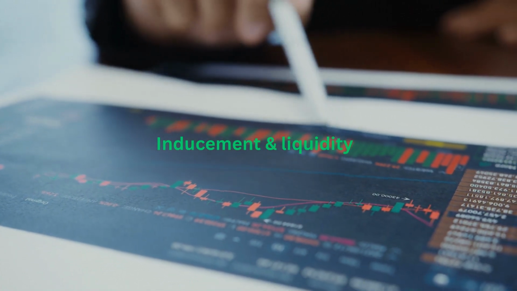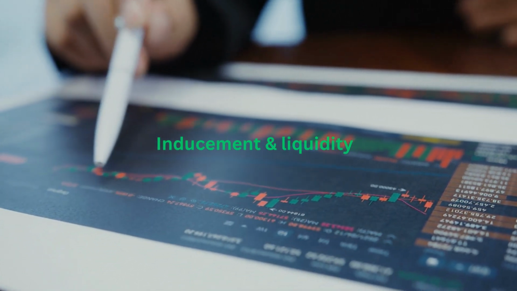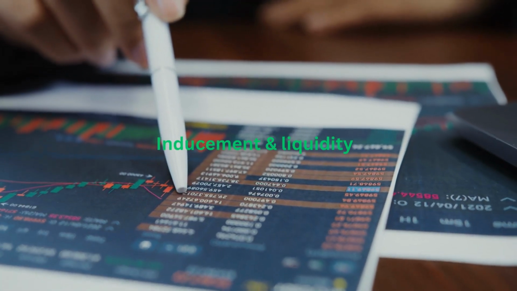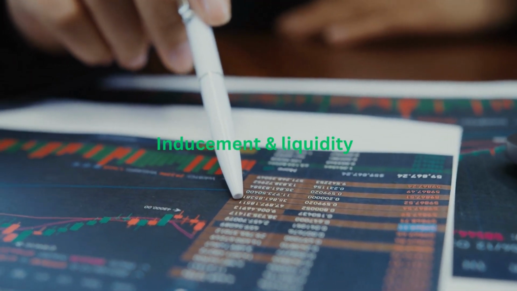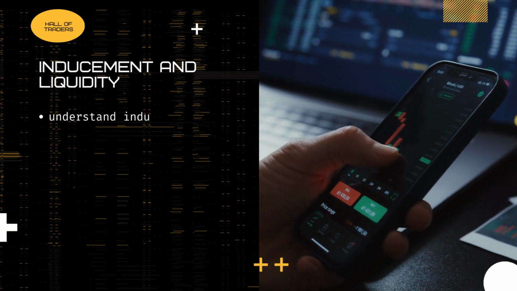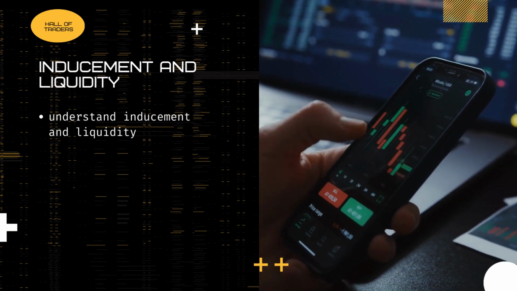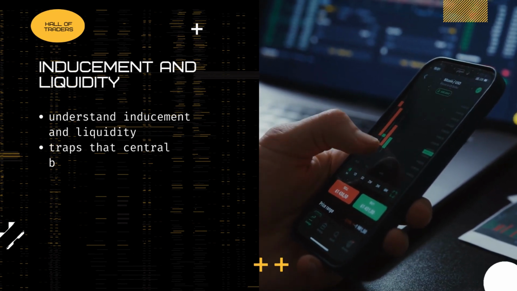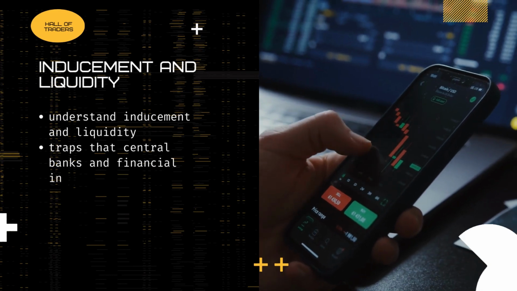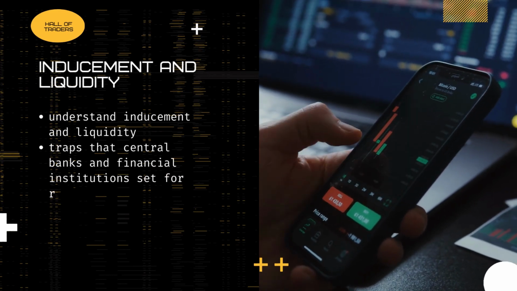Liquidity and inducement are two of the most critical concepts of smart money that you must understand before placing any trade. In this video, we are going to show you the secrets behind inducement and liquidity and the manipulation and traps that market makers set for you and how you can avoid such traps.